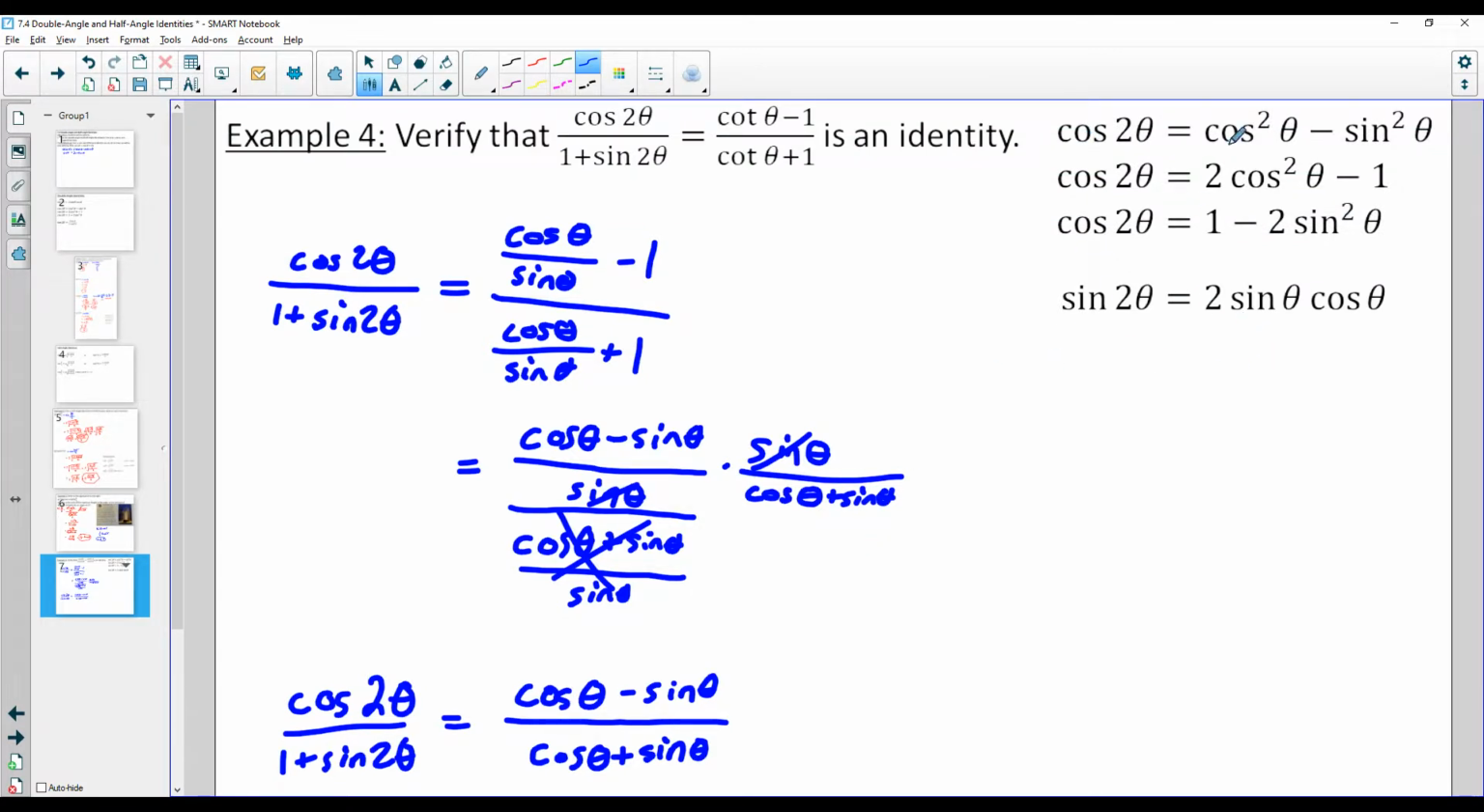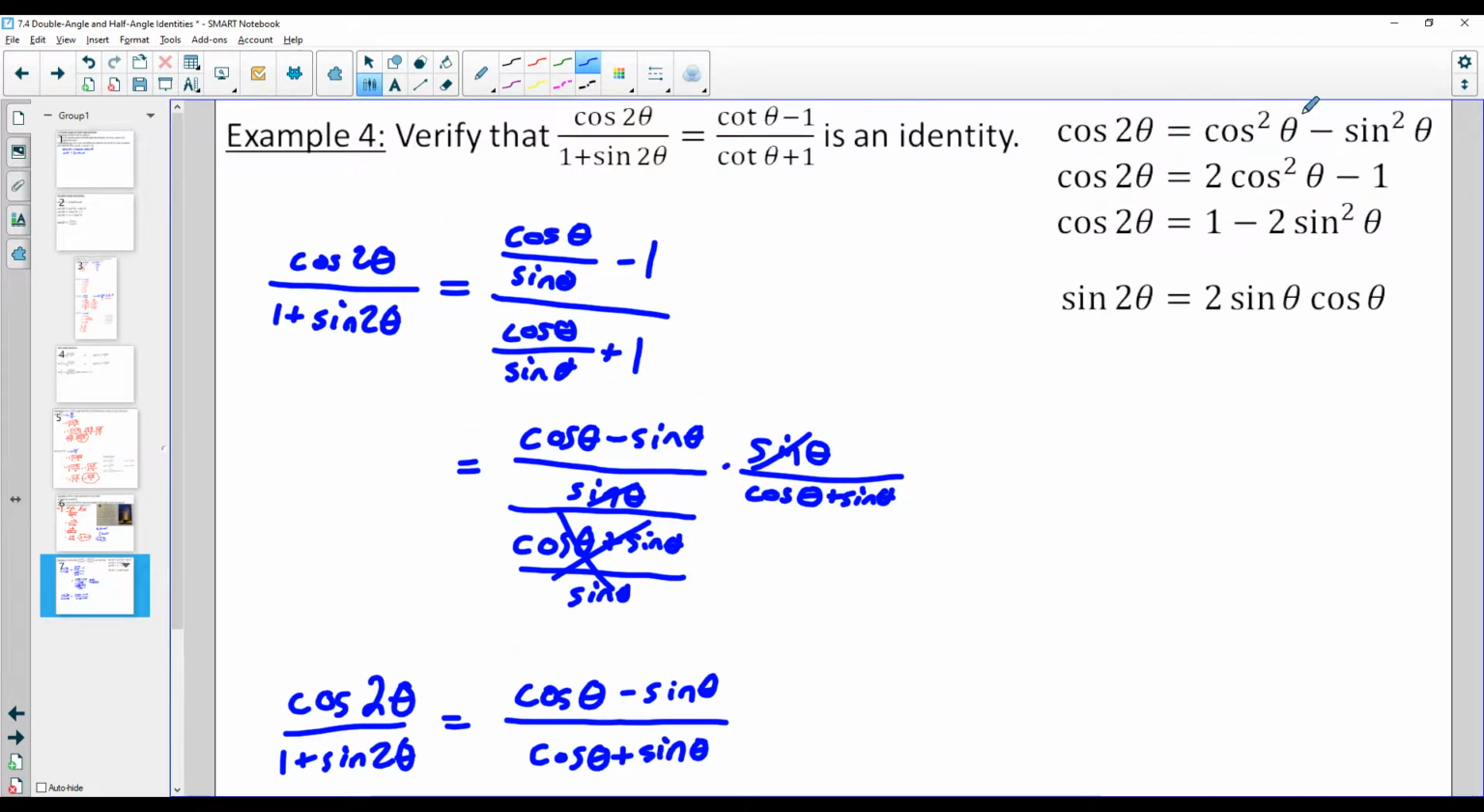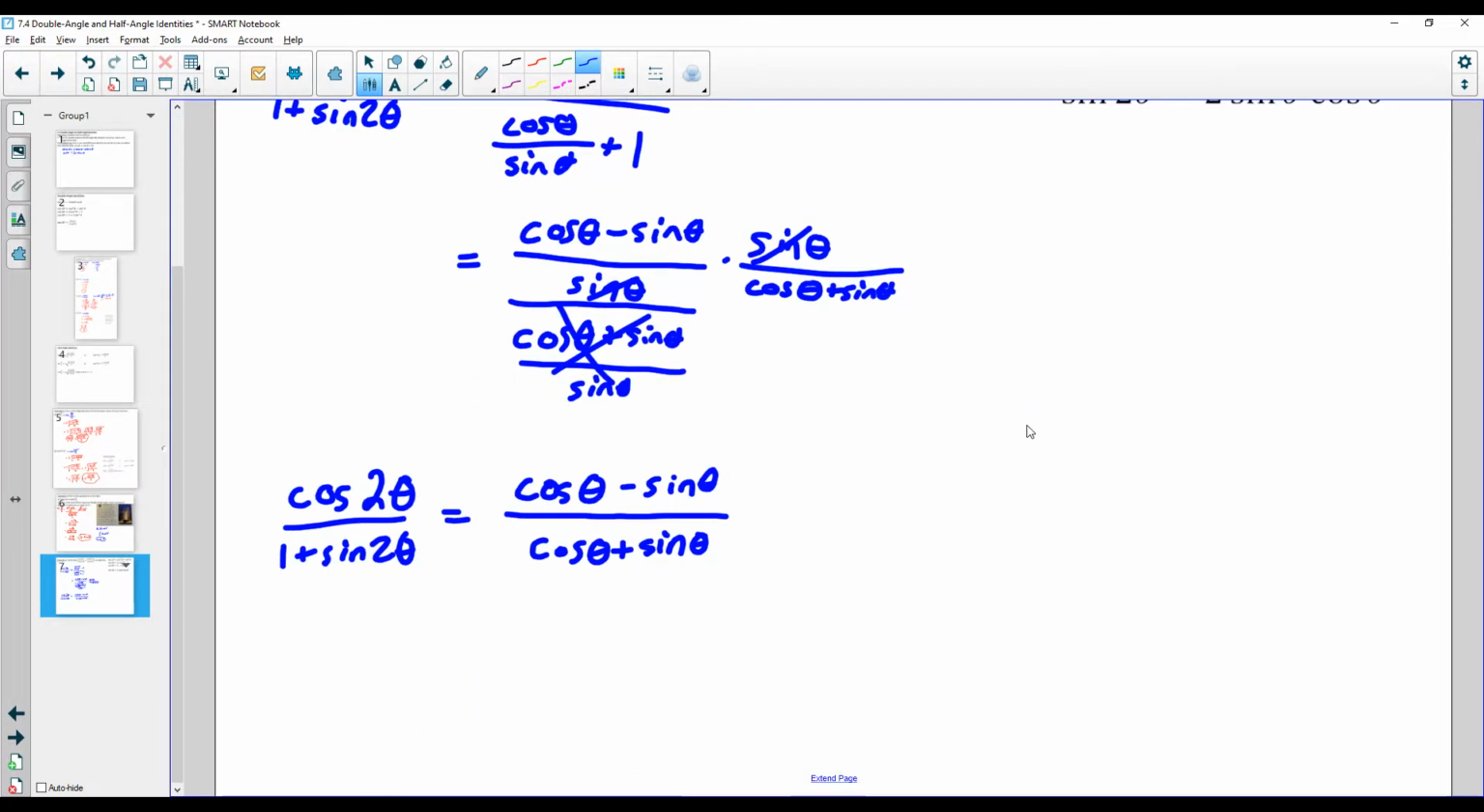Well, this top one really looks close, right? It just doesn't have the squares. This only has sines, this only has cosines, but this has them both. And I'm also thinking, hey, cosine squared minus sine squared, that's a difference of squares. I could get cosine plus sine times cosine minus sine. So I bet you something happens with that. So down here, I'm going to go with my cosine squared minus sine squared. And I'm just going to see if that gets me somewhere.